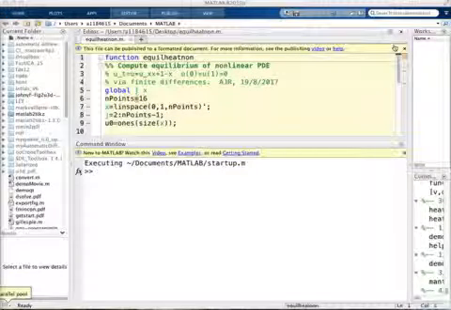How to use MATLAB to find equilibrium of a nonlinear partial differential equation. In particular, we will look at the nonlinear PDE, du/dt is u times the second x derivative of u, and then forced by a 1 minus x term, with u(0) equals u(1) equals 0.